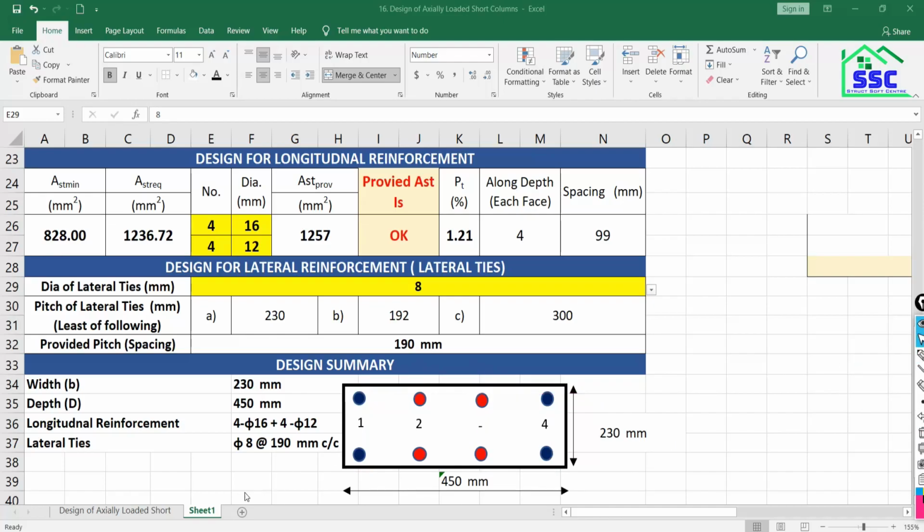Next, lateral ties. 8 mm dia at a spacing of 190 mm center to center we are going to provide for our column. So this is the total design and final design summary of your axially loaded short column design.